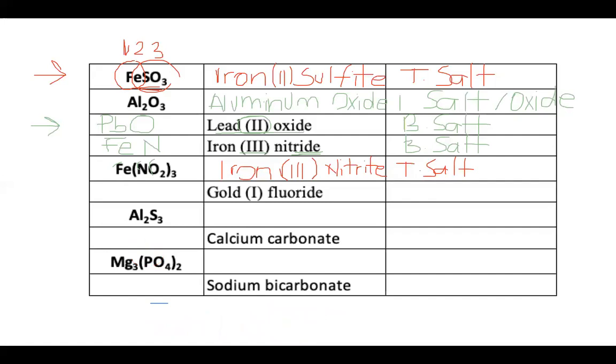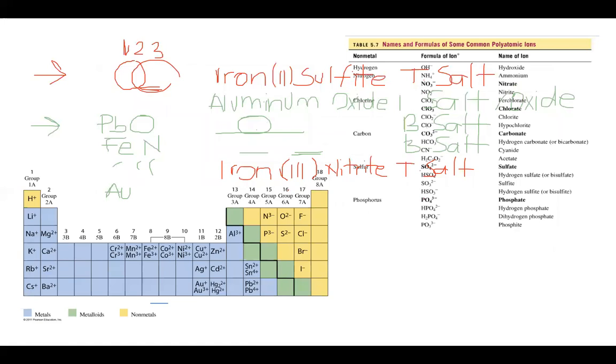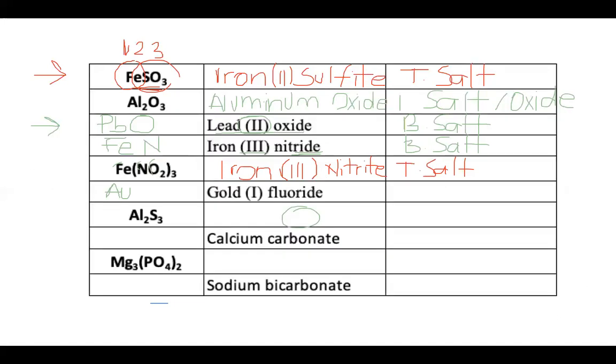Our next example has, it says gold 1 fluoride, okay? I will write the symbol gold, it's Au, okay? And fluoride comes from fluorine, okay? And we know that it has a charge of -1. So I will be writing the symbol, which is F.